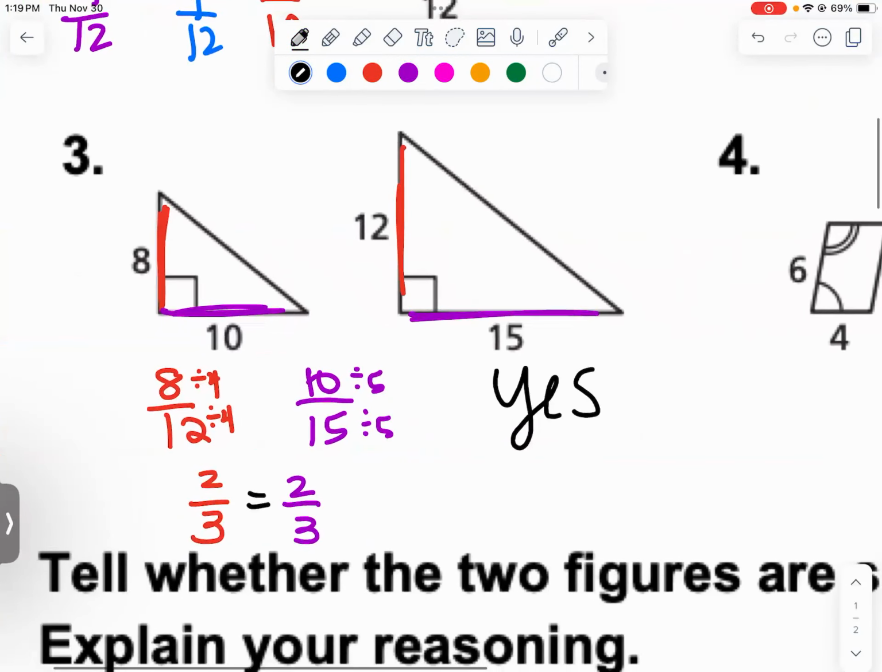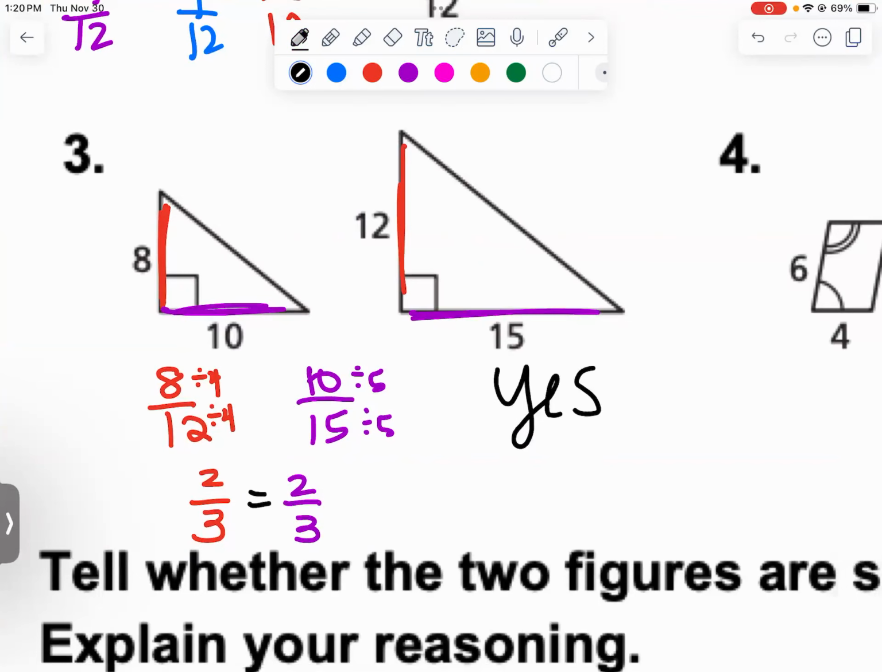Okay, so let's also talk about this right here. Since this number is 2/3, this small triangle is 2/3 the size of this triangle. That's what that means. Okay, let's go back to our notes, shall we?